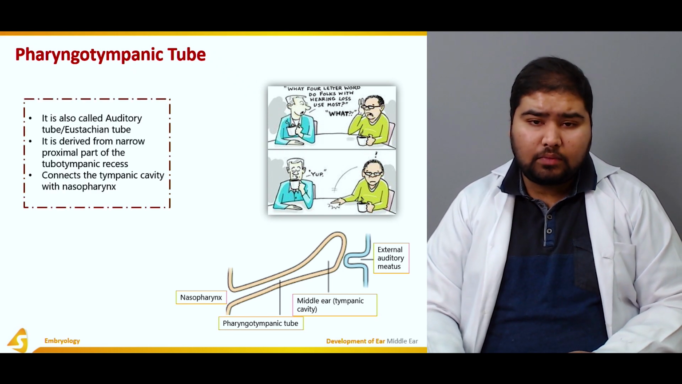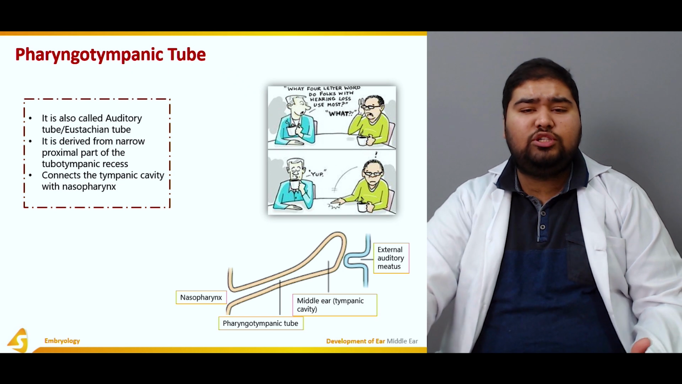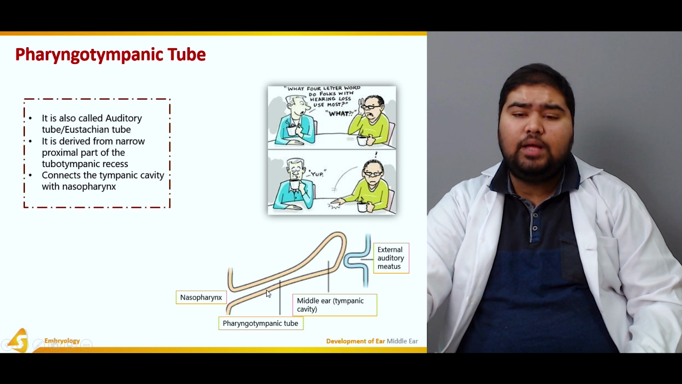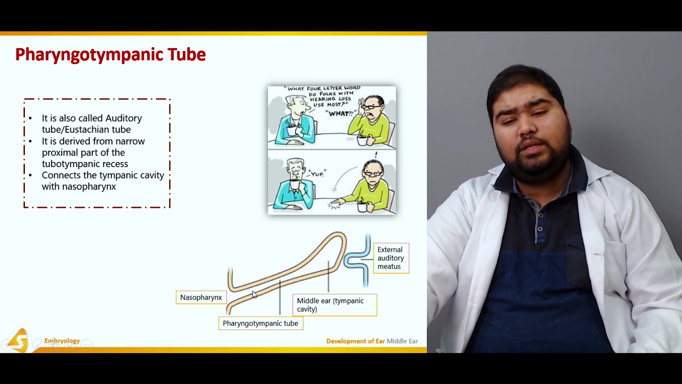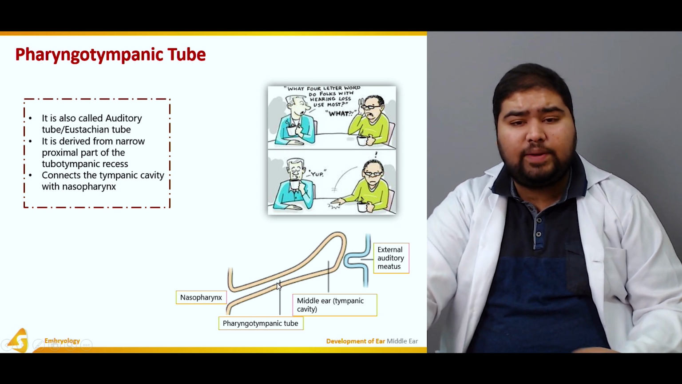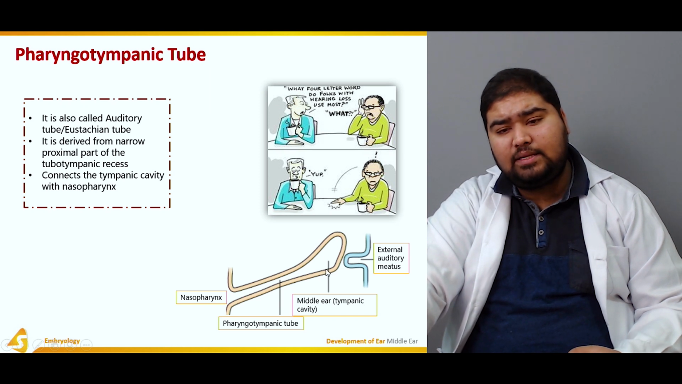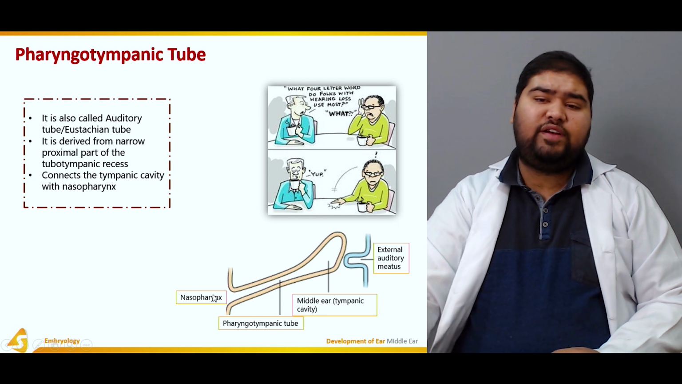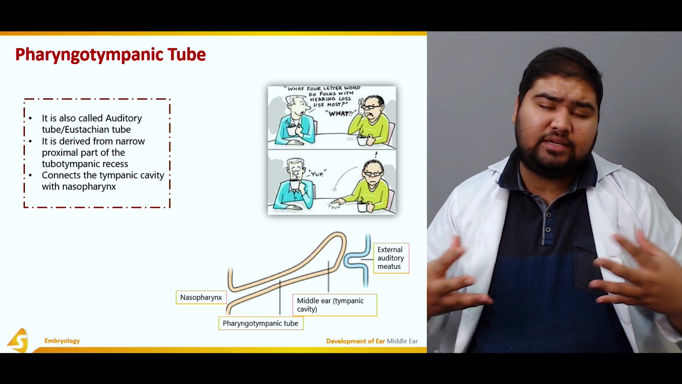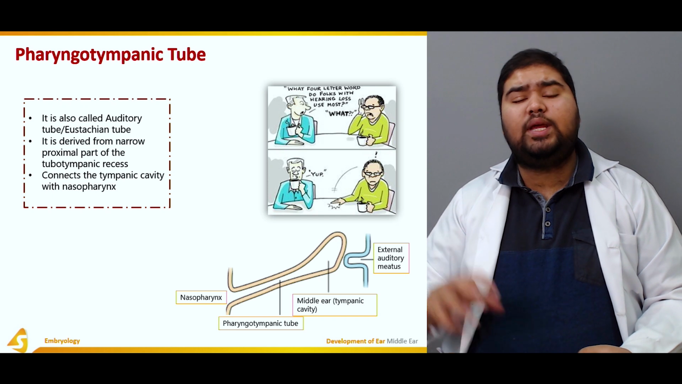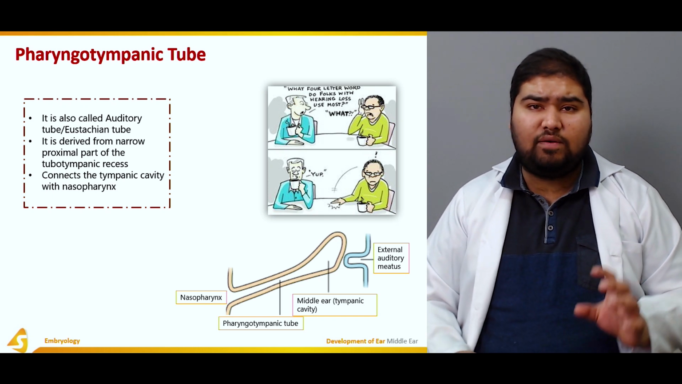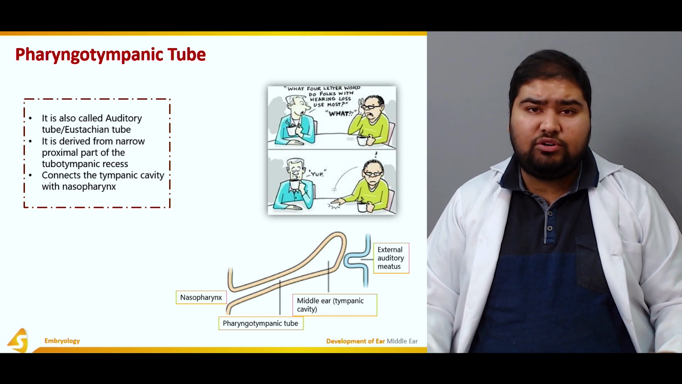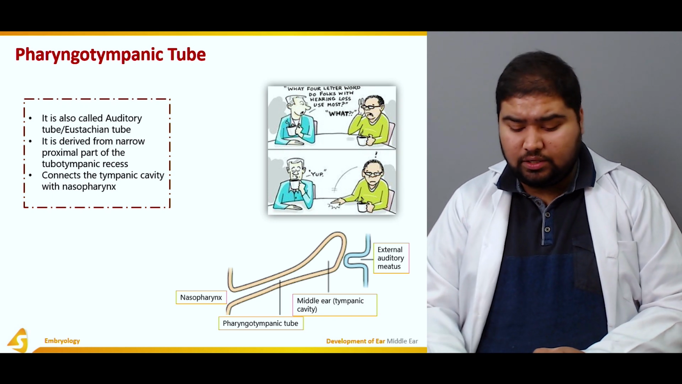Now let's talk about the pharyngotympanic tube. It is also known as the auditory tube or the eustachian tube. So this is the pharyngotympanic tube, also known as the auditory or the eustachian tube. It connects the tympanic cavity, this is the tympanic cavity, with the nasopharynx. So the pharyngotympanic tube is the tube that is responsible for the connection between the middle ear and the nasopharynx. So it is also known as the auditory tube or the eustachian tube.